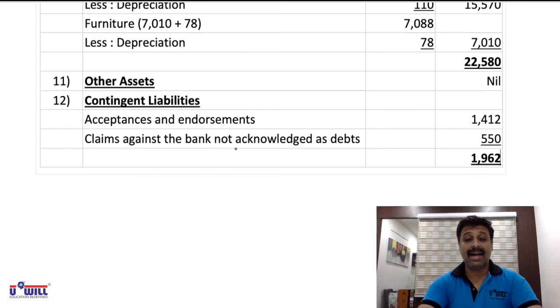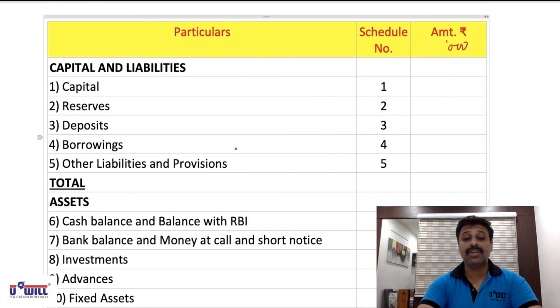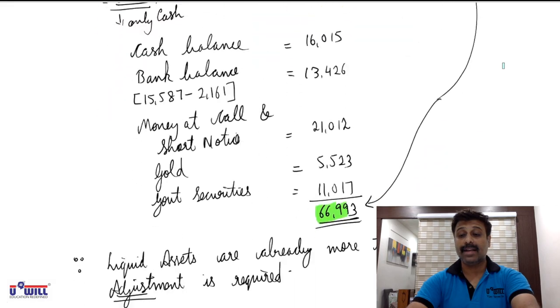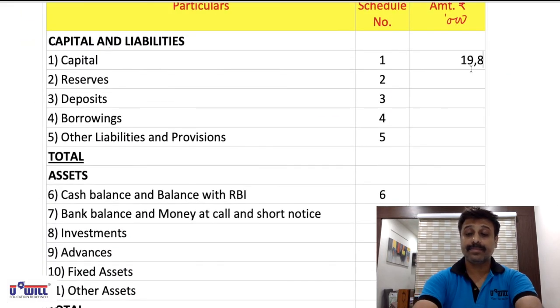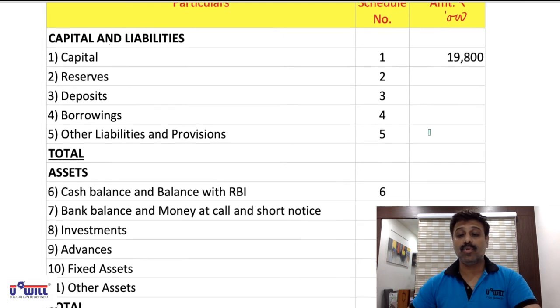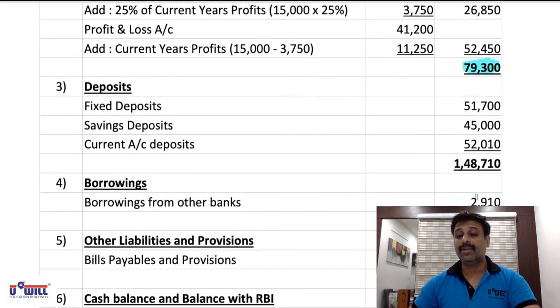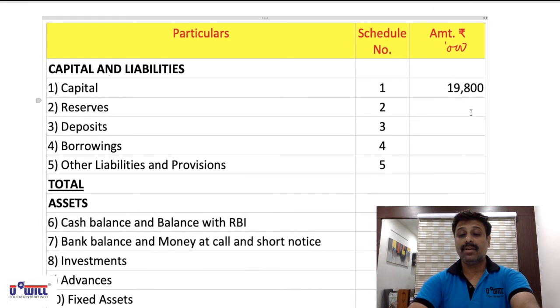Now we have to write in the balance sheet. You have to fill in the blanks in the balance sheet. So let us take up the items in the balance sheet. As per schedule number 1, what is the amount of capital we got? 19,800. So in balance sheet, all of you write down 19,800. Then as per schedule 2, what reserves did we get? 79,300. So in balance sheet, write down reserves 79,300.